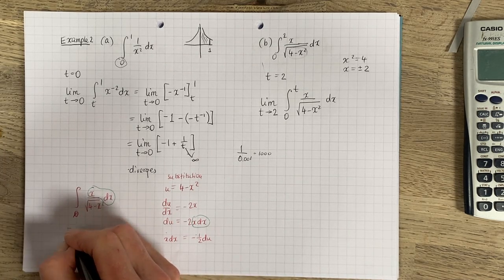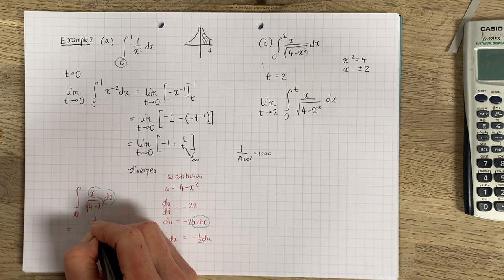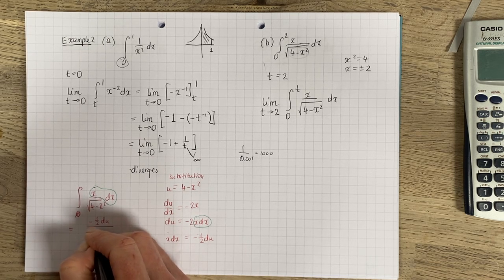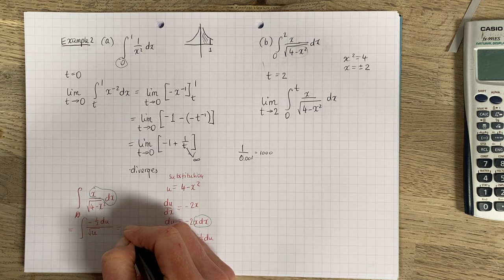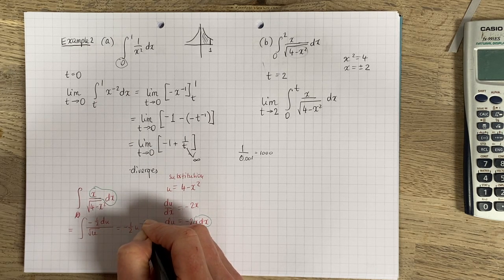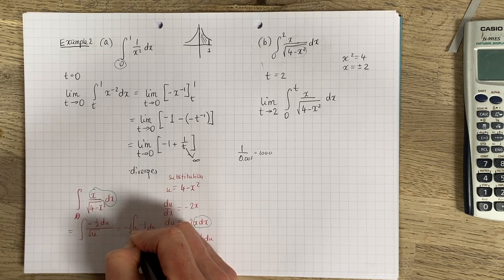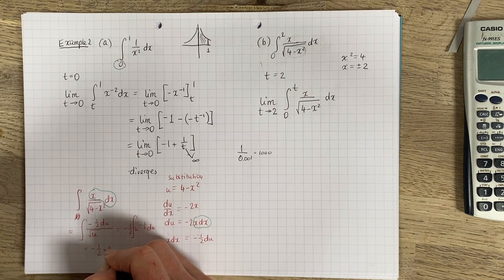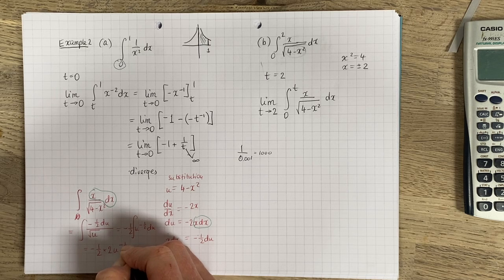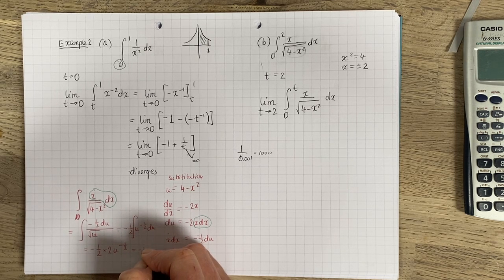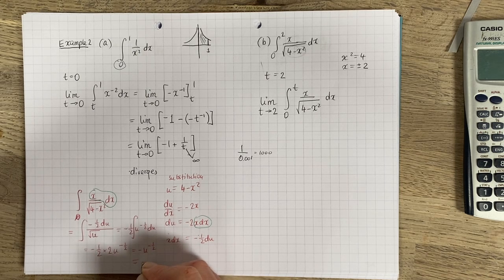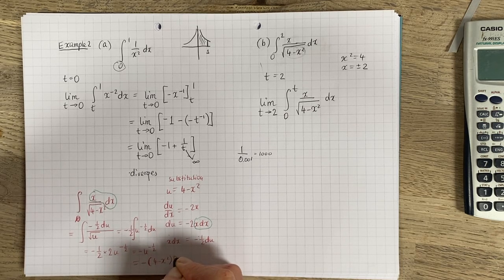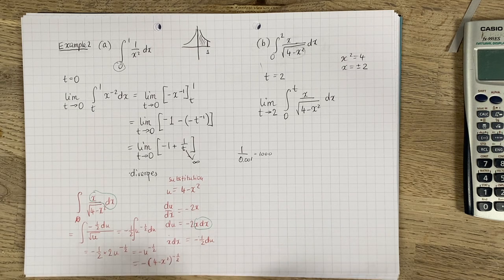Okay, so let's do this substituting. So x dx is minus a half du, and in the denominator you've got square root of u. So let's just integrate it. It's minus a half u to the power of minus a half du that we need to integrate. So add 1 to the power, divide by that power, you're going to get 2 u to the power of a half, which is minus u to the power of a half, which is minus 4 minus x squared to the power of a half. There you go.